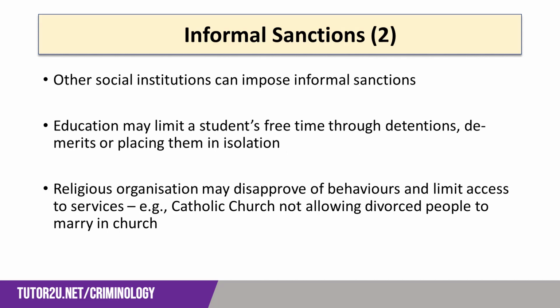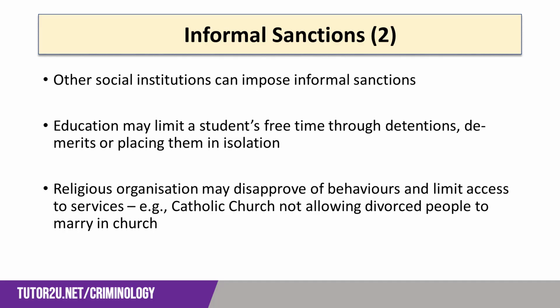Other social institutions could impose informal sanctions. These are not based upon the law, but instead the disapproval of an individual's actions. For example, education may limit a student's time through detentions or giving them additional work. They may remove house points, what we call demerits, or place them in isolation.